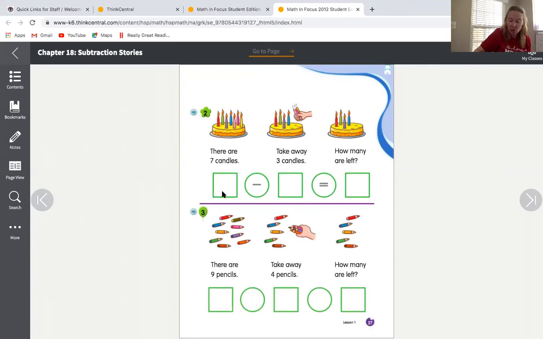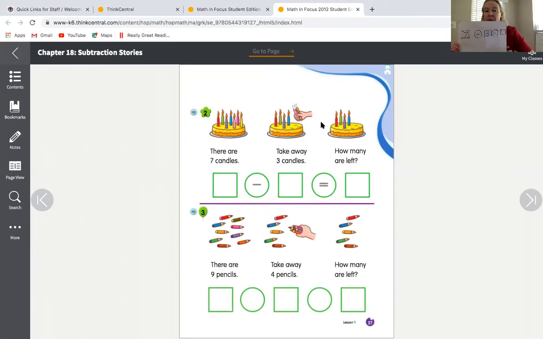Mrs. Frey is going to draw the boxes to show you, okay? 7 minus, it says take away 3 candles. They're taking 3 candles away. So in this square, you want to write the number 3 like this. 7 minus 3 equals. Now look at the picture, friends, of the last cake. How many candles are left on the cake?